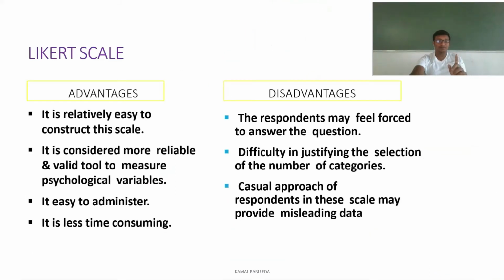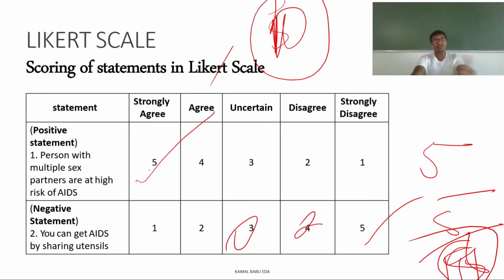Hope you understood. Coming to the advantages, it is relatively easy to construct the scale. Compared to other scales, you can simply construct this Likert scale, and it is considered a more reliable and valid tool to measure psychological variables, and it is very easy to administer. It is less time consuming. I simply pass you the statement and ask whether you agree or not. If a statement is very disturbing, you will think for some time, since you don't know whether it is correct or not, and then go for the answer. It is very less time consuming.